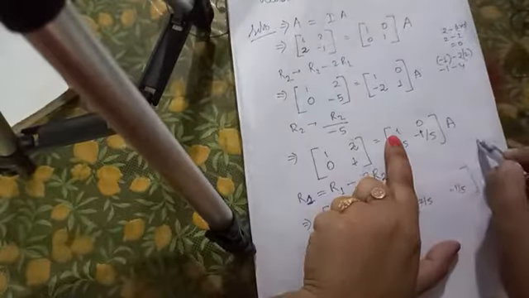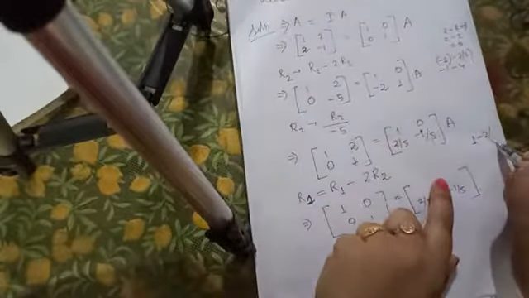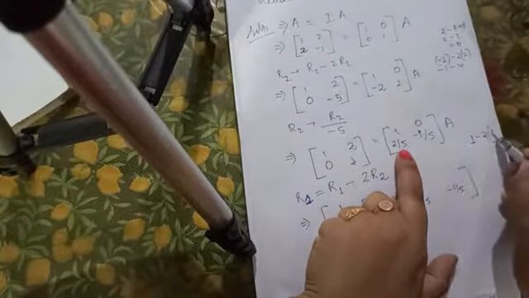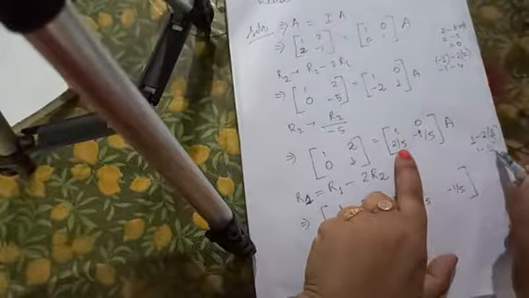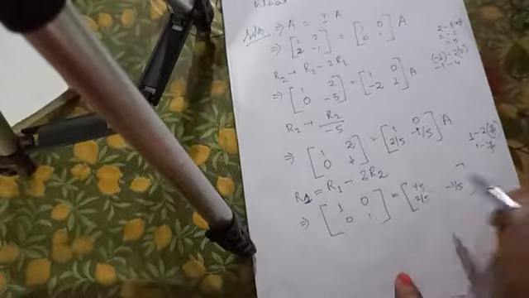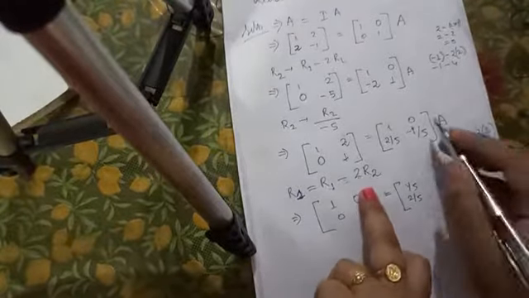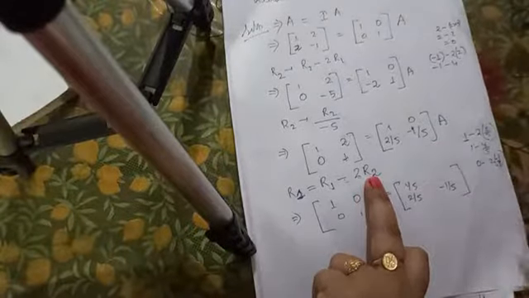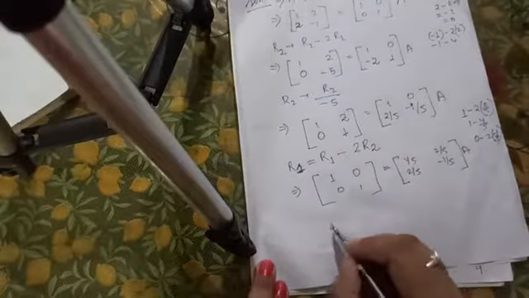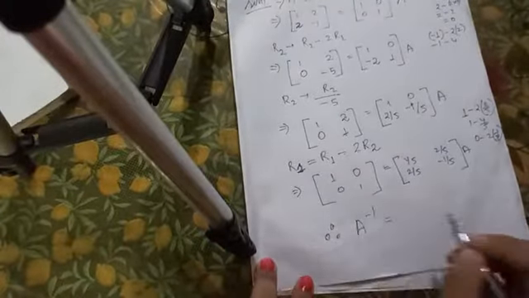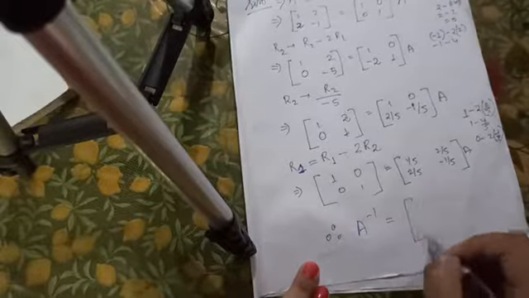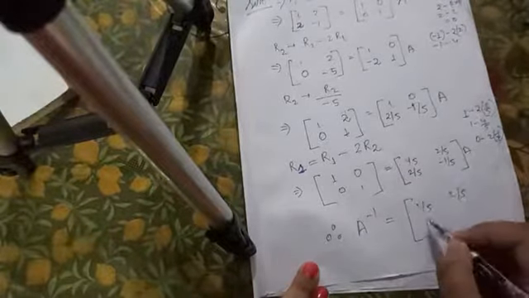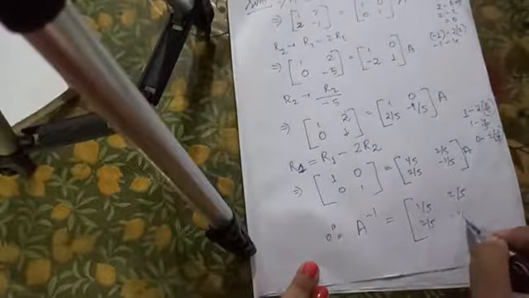So row 1 is 1 minus 2 times row 2. The row 2 element is 2 by 5, so 1 minus 4 by 5 will be 1 by 5. Okay. And here, 0 minus 2 times the corresponding element of row 2, which is minus 1 by 5, will come as 2 by 5. Therefore, the inverse value will be the matrix 1 by 5, 2 by 5, 2 by 5, minus 1 by 5.